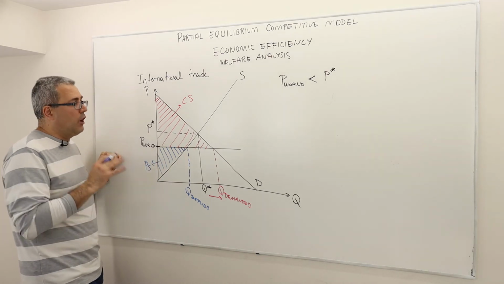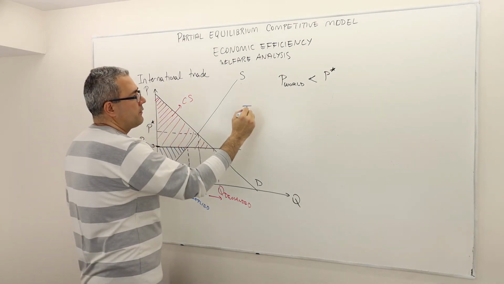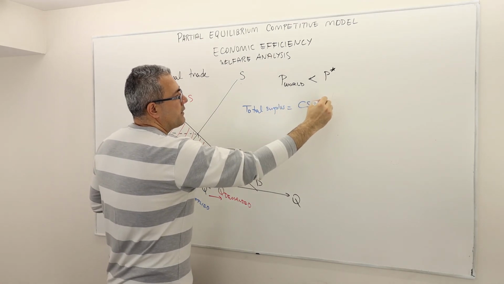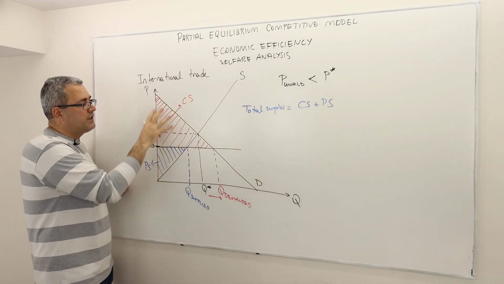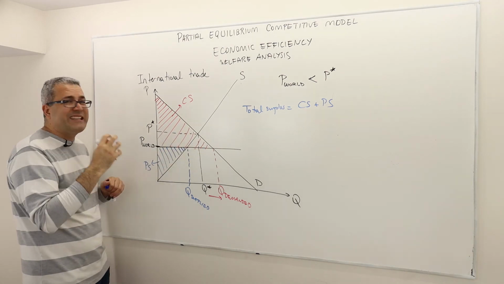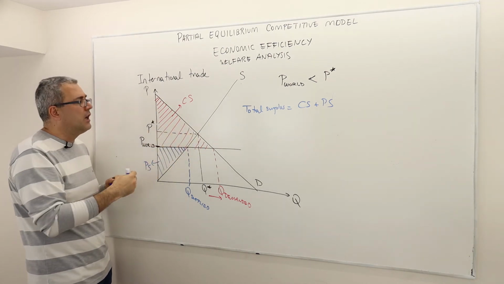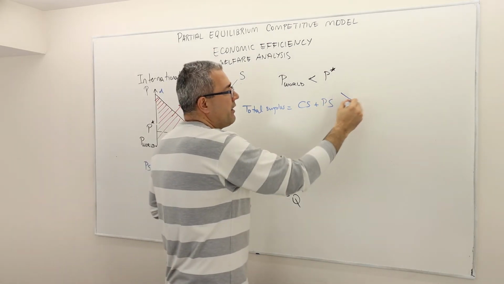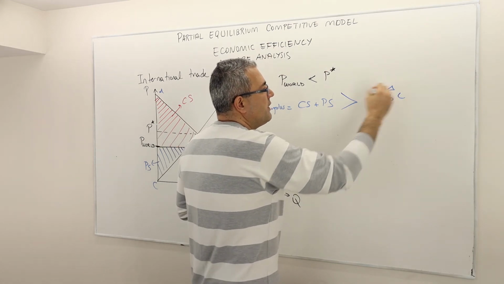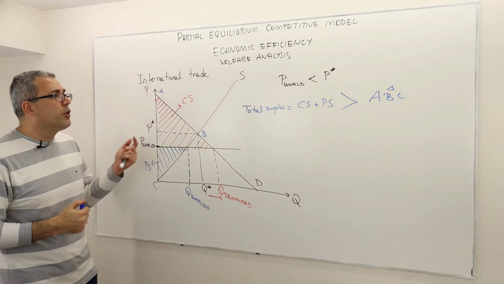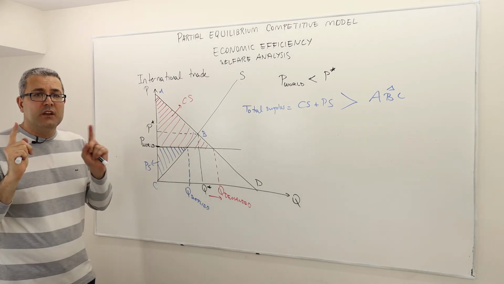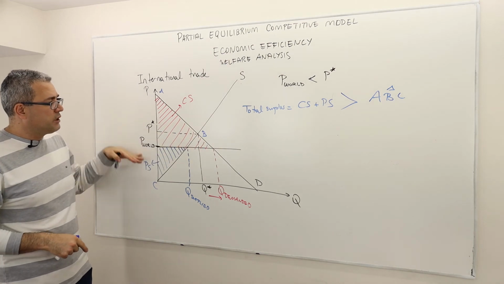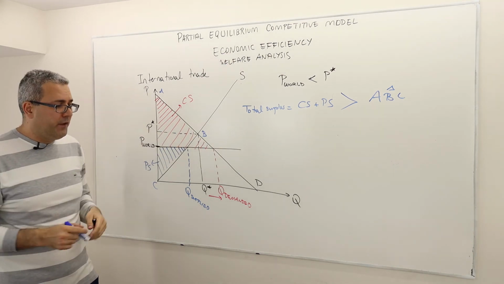Well, what happens though, total surplus equals consumer surplus plus producer surplus. As you see, this red area plus this blue area is clearly much bigger than this initial triangle A, B, C, let's say. So this area is greater than the area of the ABC triangle. And so what happens, total surplus has increased. So that's good news. So when the international price, the world price, is lower than your market price, it's perfect news.